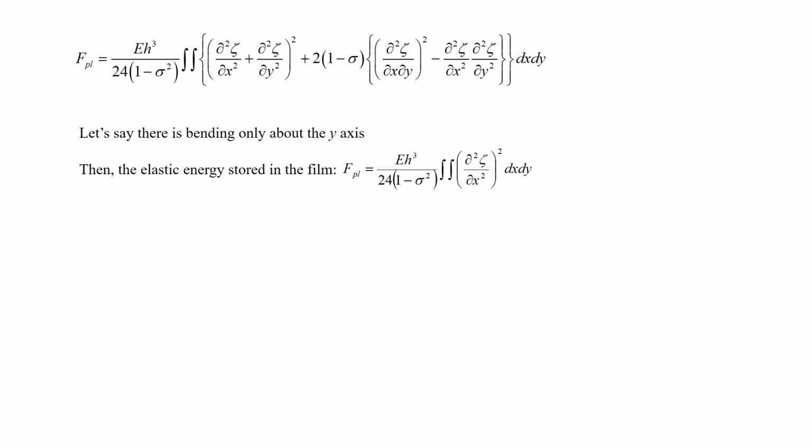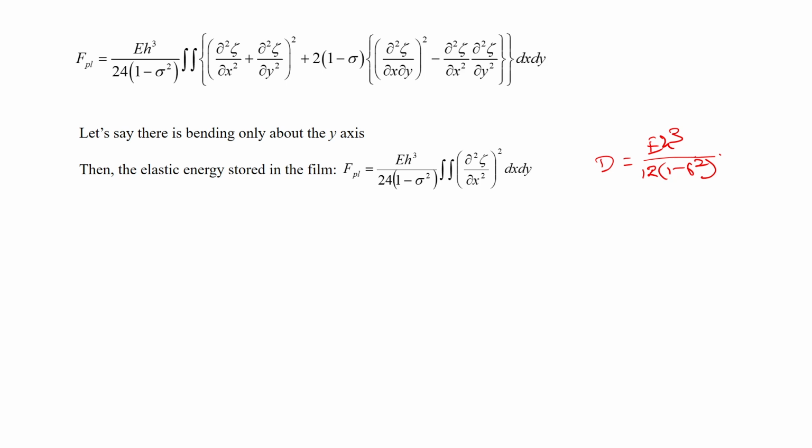So, we have derived the expression for elastic energy, which is basically the bending energy of the thin sheet, and we have defined the flexural rigidity, D equal to E h cube by 12 into 1 minus sigma square. We have derived this.